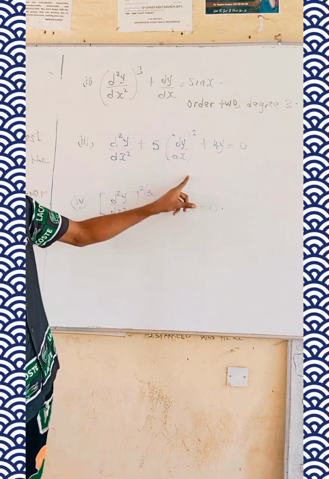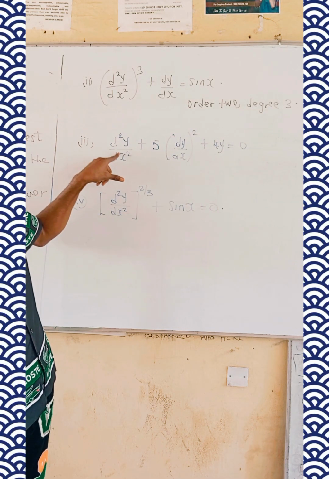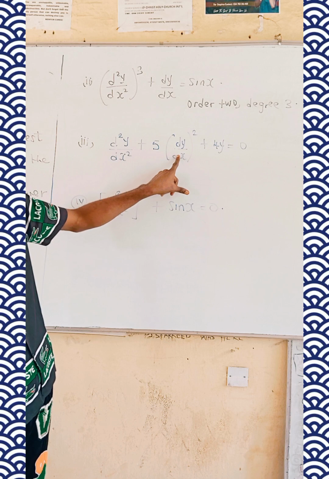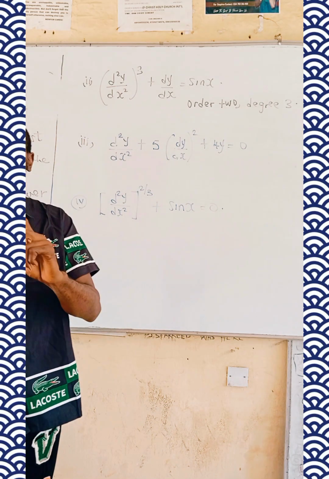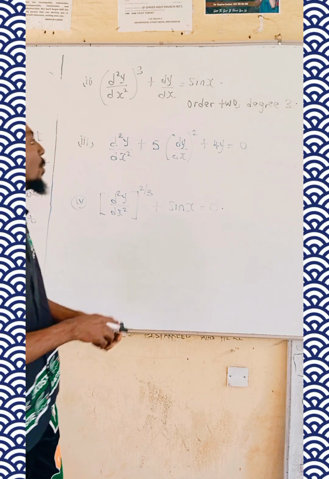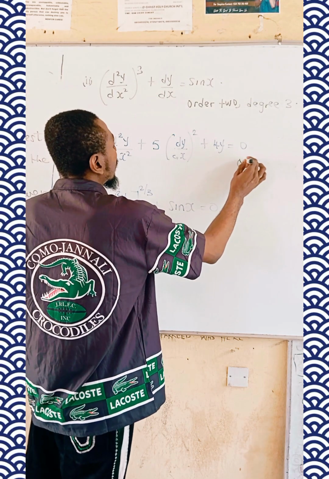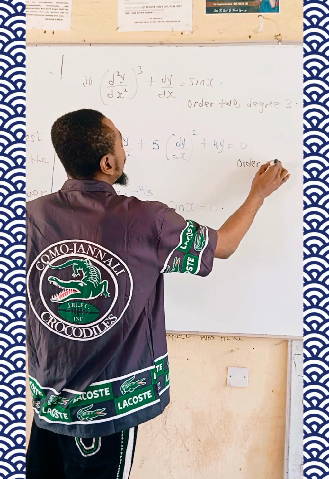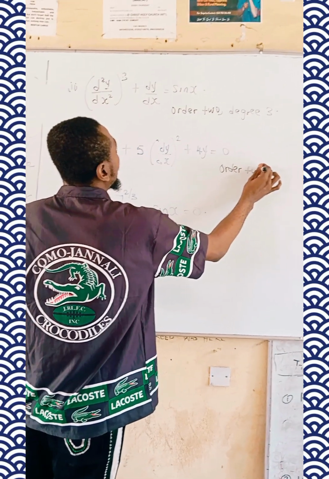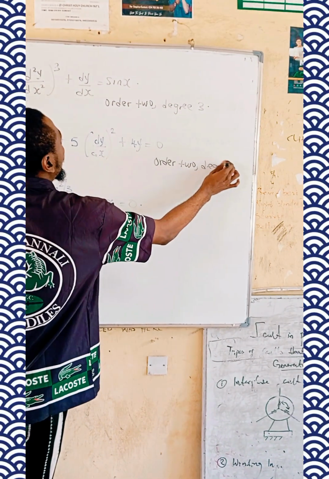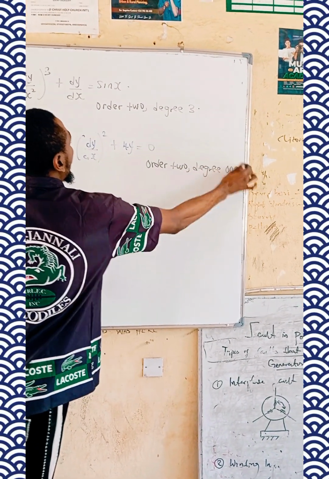So this equation is of order 2, the second derivative being higher than the first derivative. Then the power of this order is 1. It is degree 1. So in this case, we have order 2, degree 1.